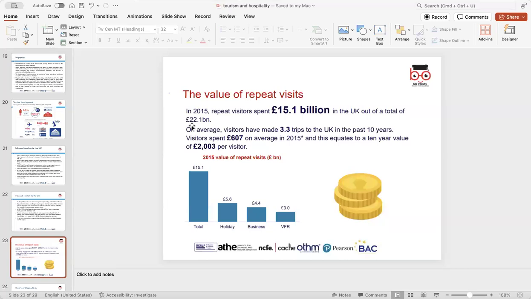Each visitor's average spend was 607 pounds in 2015, equating to a cumulative value of approximately 2003 pounds over a decade. Breaking down by purpose, holiday visitors contributed 5.6 billion, business visitors 4.4 billion, and visitors for family and friends, or relatives, 3 billion.